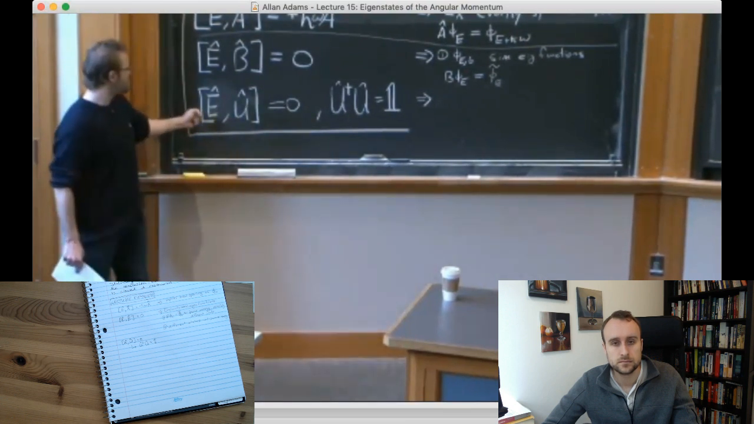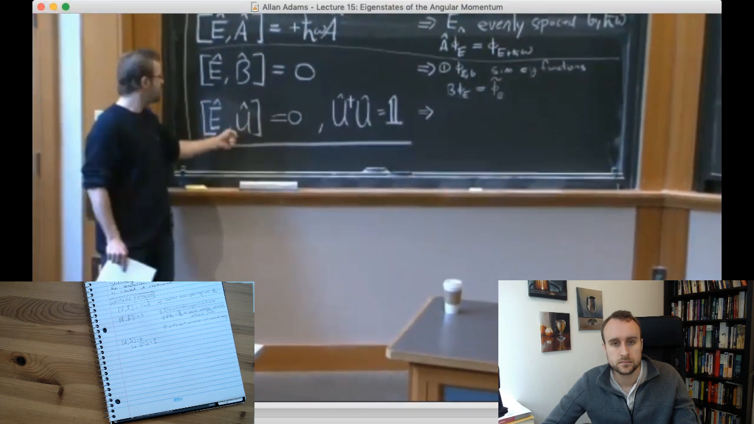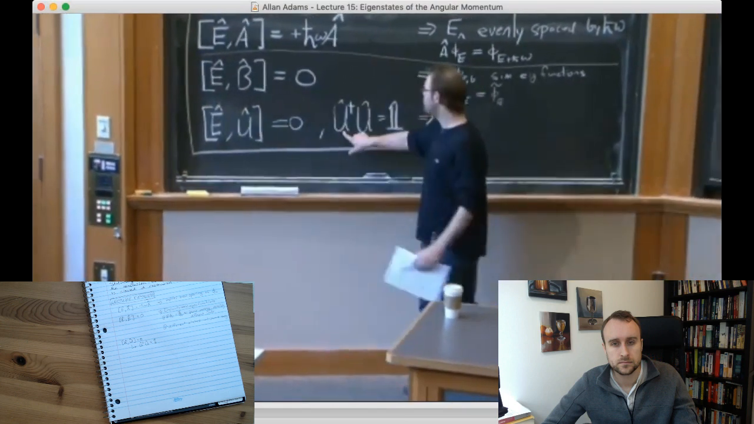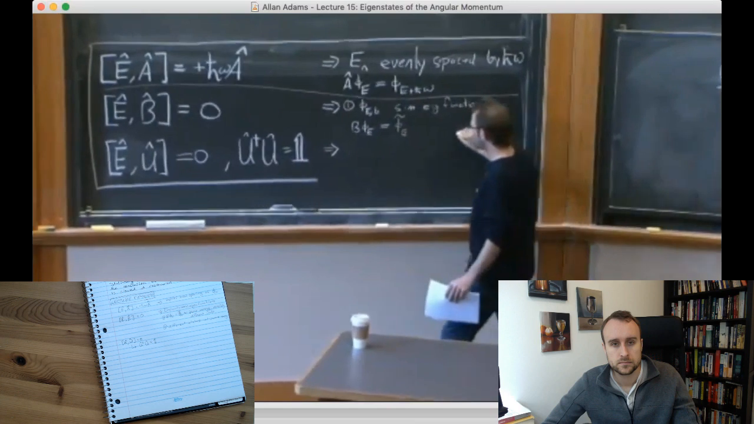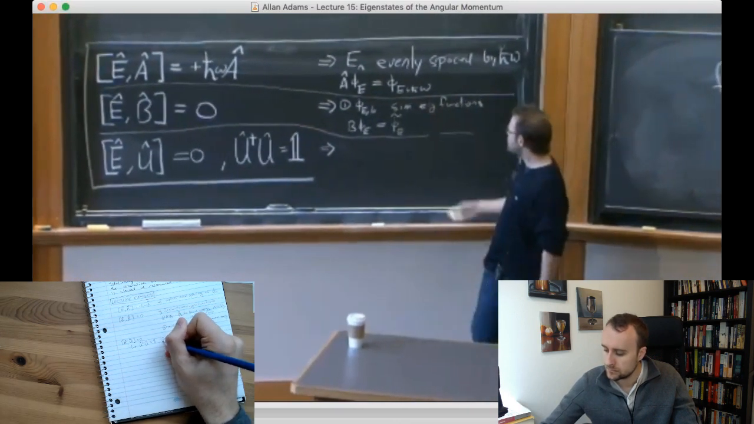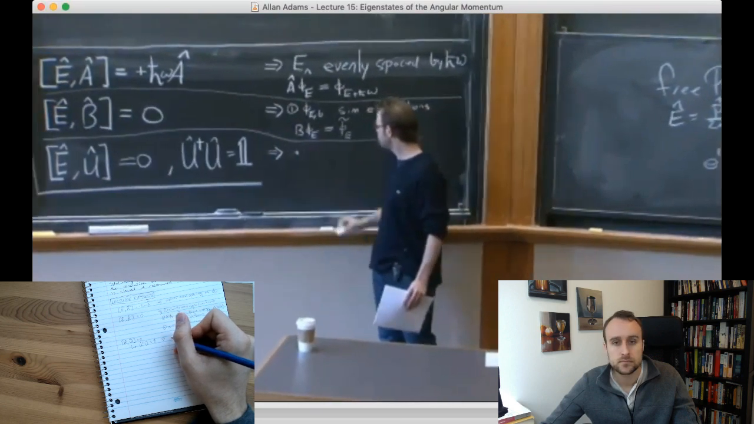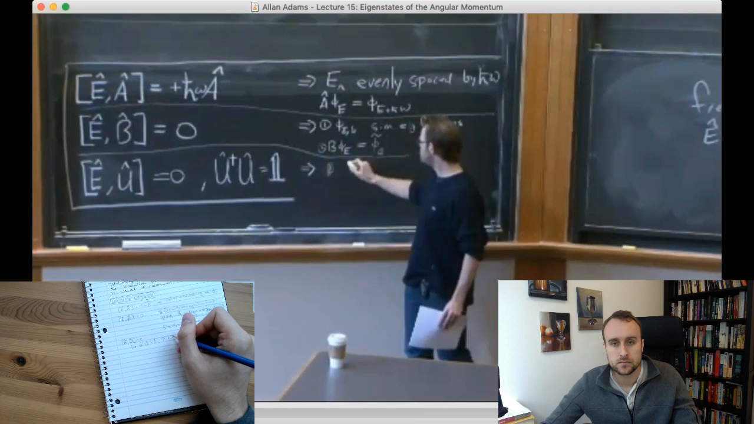Okay, third thing. You studied this in some detail in your problem set. Suppose I have an energy operator that commutes with a unitary operator, U. So it commutes to 0. And U is unitary, so U dagger U is 1, the identity. So what does this tell you? Well, first off, it tells us that we can have simultaneous eigenfunctions.